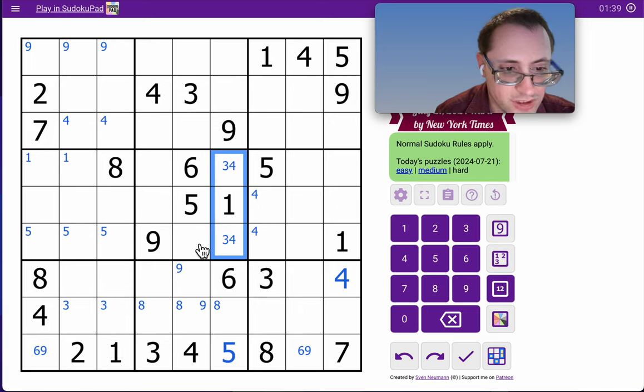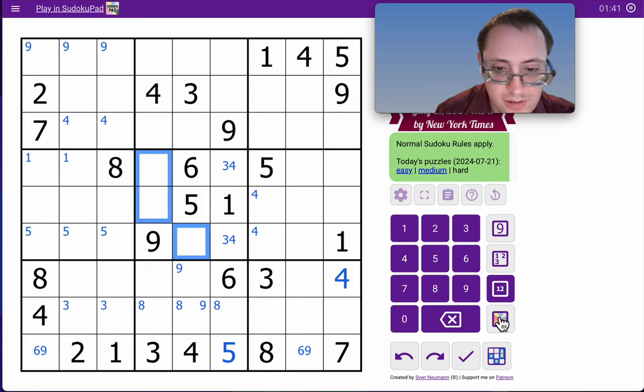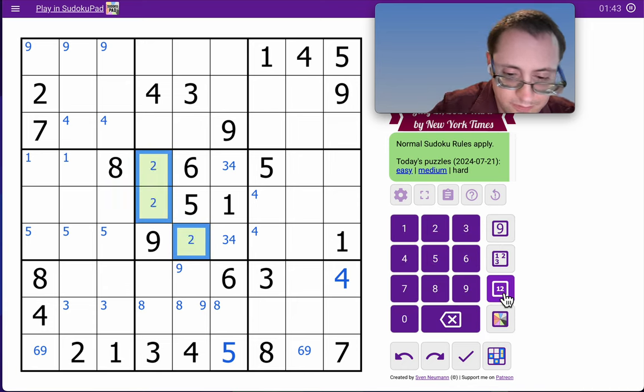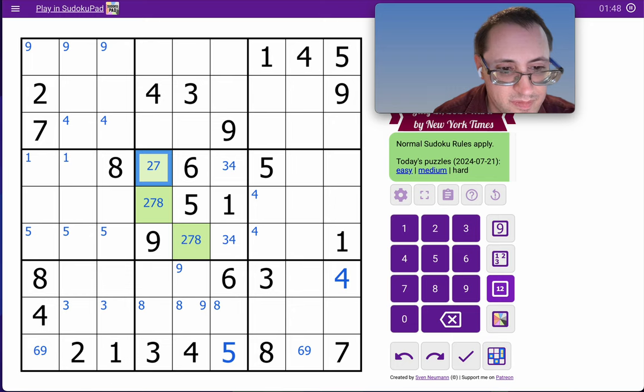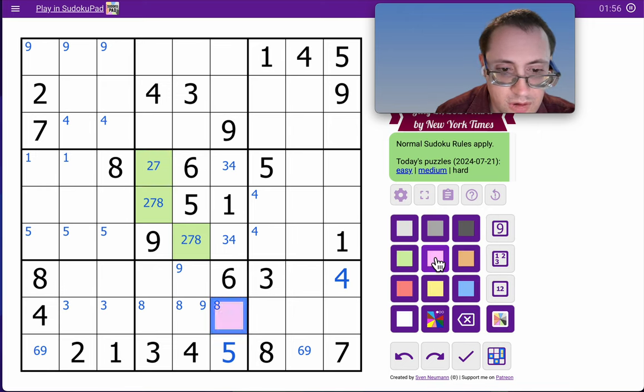1, 3, 4, 5, 6, 9. So these are 2, 7, 8. One, three, four, five, six, nine. So I'm left with another 2, 7, 8. This time in column 6.